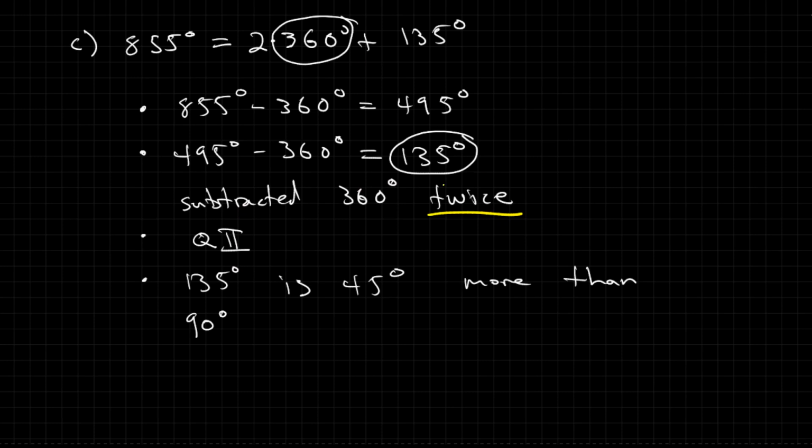So you record how many times you need to subtract 360, then you take the angle that results, that's between 0 and 360, you write down what quadrant it's in, and you figure out how many degrees more or less it is than a quadrantal angle that's in the same quadrant. Then to draw it, you do as many revolutions as you wrote down when you indicated how many times you had to subtract 360 degrees, and then you add on this result. In this case, this 135 degrees.